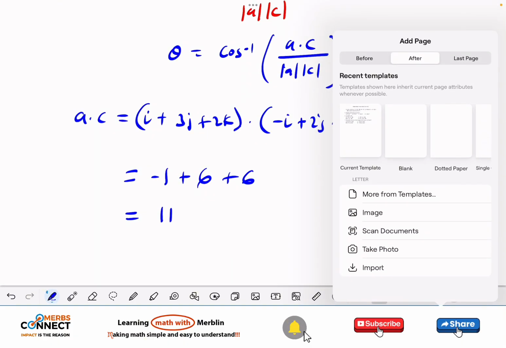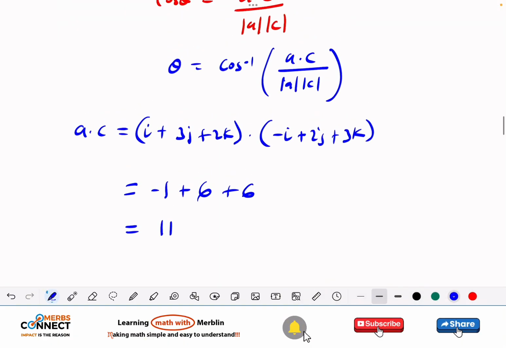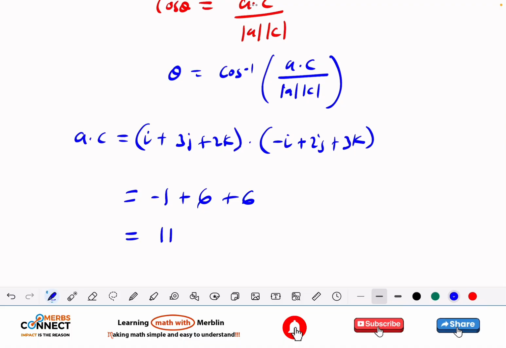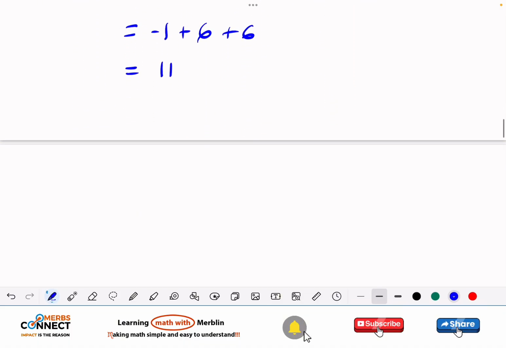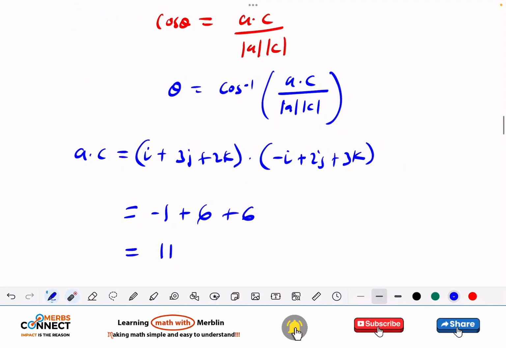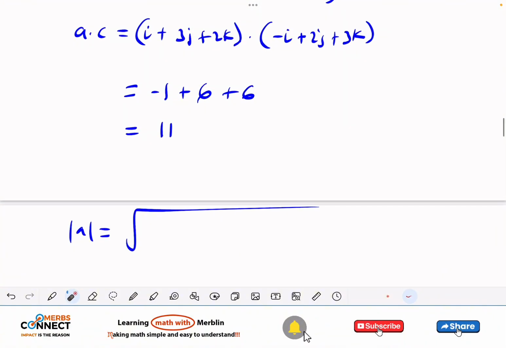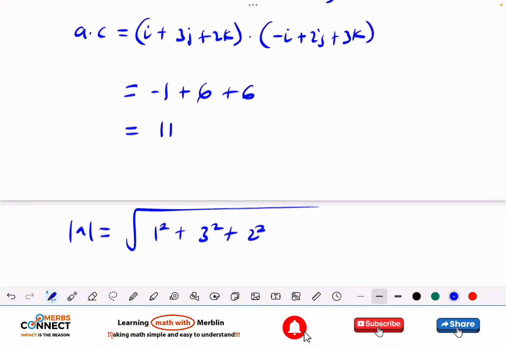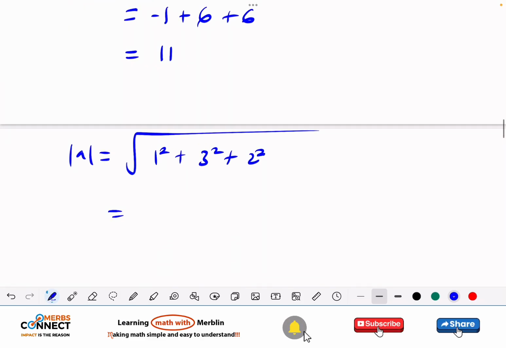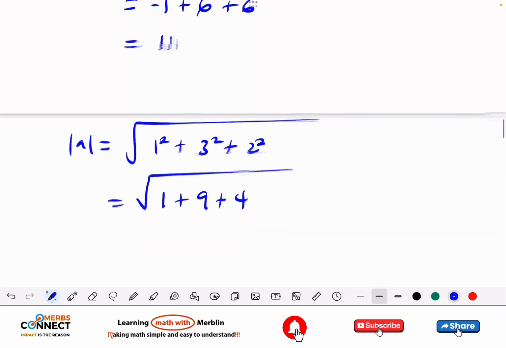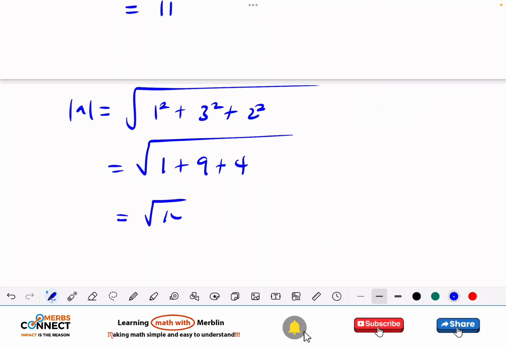Now the next thing that we need to do is find the magnitude of A and the magnitude of C. So what is the magnitude of A? The magnitude of A is just picking the components of A and squaring them. So we have 1 squared plus 3 squared plus 2 squared, and this is going to give us the square root of 1 plus 9 plus 4. And then this is going to give us the square root of 14.